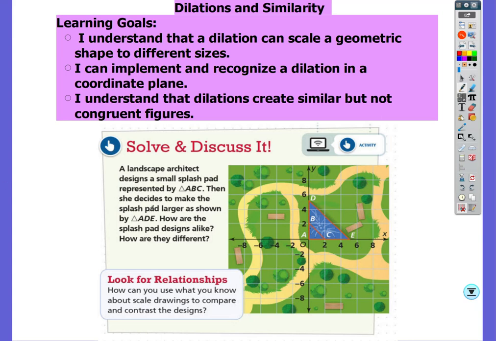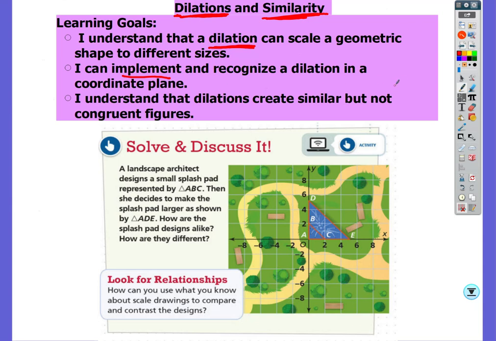Hey Math 8 students, today we're going to be going further into our geometry exploration in the coordinate plane. We're going to look at the concept of dilations and similarity. So the learning goals for this week: we want to make sure that we know what a dilation is and how it can scale geometric shapes up and down. We want to know how to implement and recognize when a dilation happens in a coordinate plane.